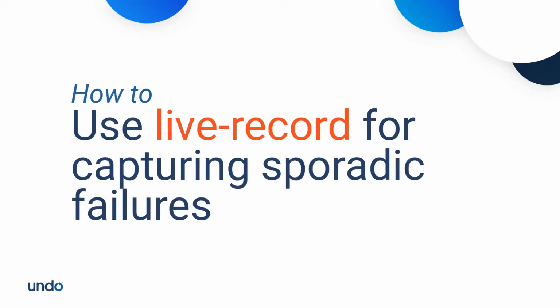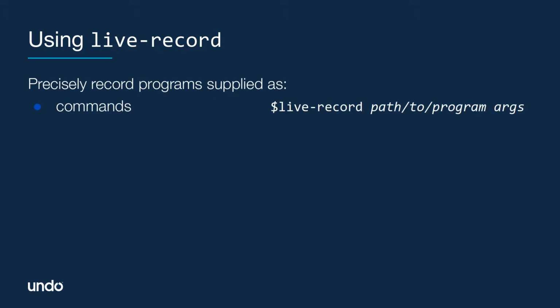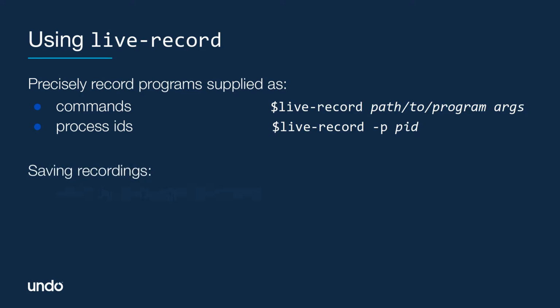In this tutorial, we are going to show how to use the Live Record tool for capturing sporadic failures. Live Record allows us to generate precise recordings of the programs that we want to debug. This can be supplied either as commands to execute or as process IDs. By default, Live Record saves the recording when the debuggee finishes its execution.